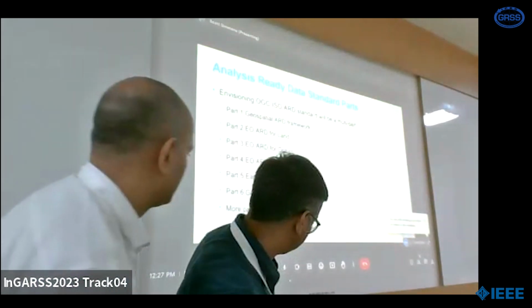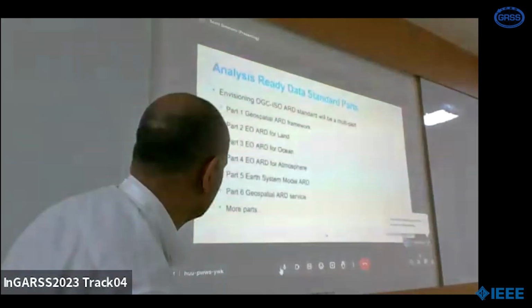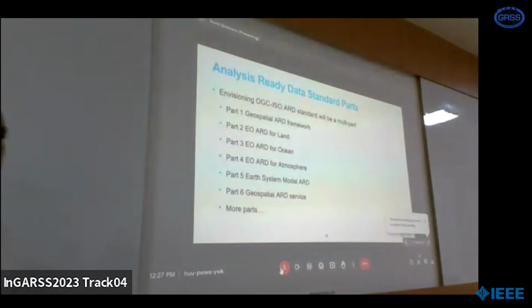For those in the room, Harsha just noted that some of the joint work between India and NASA right now is also expressing interest in SAR and radar data standardization.